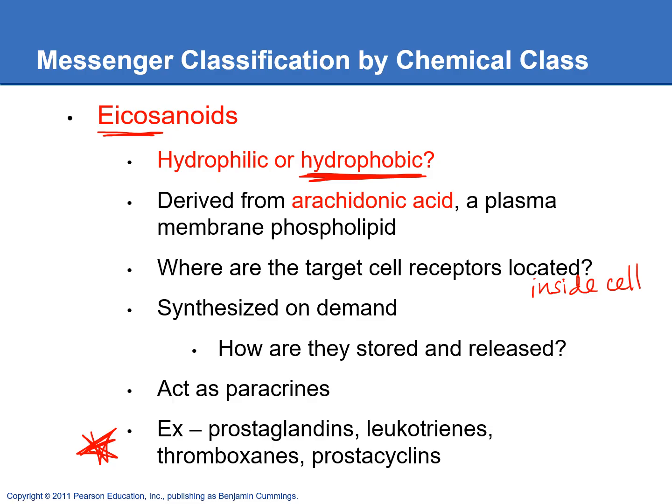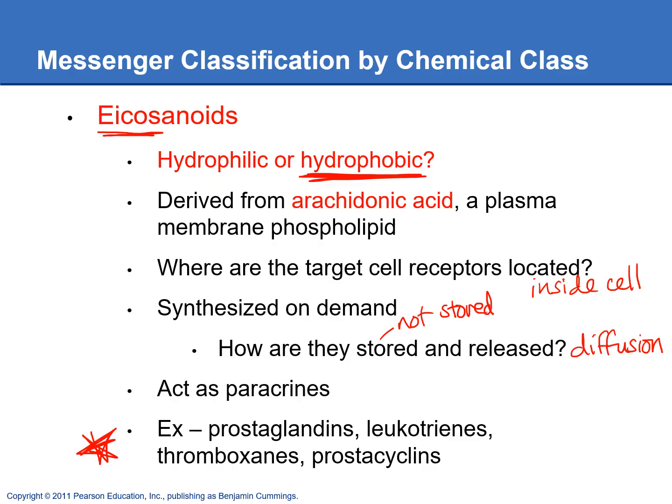Eicosanoids are going to be synthesized when they're needed. They cannot be stored. And the reason for that is that remember, if chemical messengers need to be stored in the cell, they would be stored in a vesicle, a little membrane-bound sac. But because they're hydrophobic, they would just diffuse out of the vesicles, so they cannot be stored. So as soon as they're made, they just diffuse right out of the cell. So they're going to be released by diffusion.